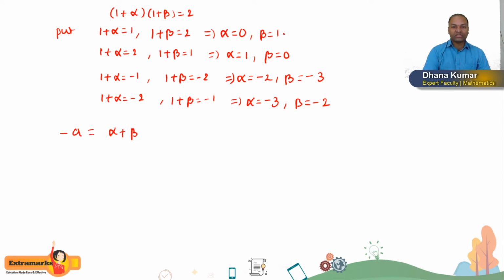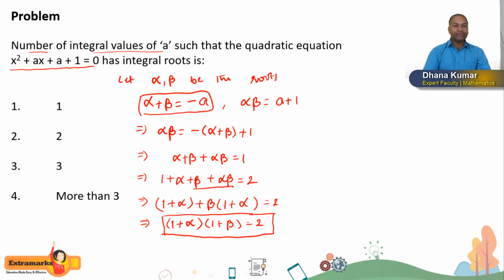Right. Possibilities, you see. Minus a is equal to alpha plus beta. Suppose you take this first case, what is alpha plus beta? 1. Okay. Minus a is equal to 1. Right. Is it correct or not? Minus a is equal to 1. What is the a value? Minus 1. If you take this one, again it gives the same answer. Fine. Suppose you take this set, minus a is equal to minus 5. Automatically, what will the a value be? 5. Are both integers or not? Integers. How many integers did we get? 2 integers. So here the actual question is the number of integral values. So total 2 integers. Second option is correct.